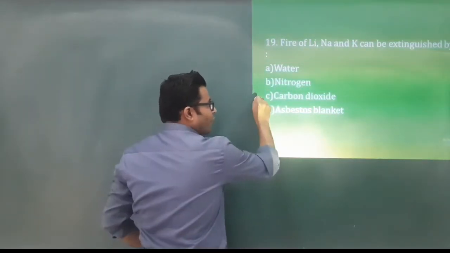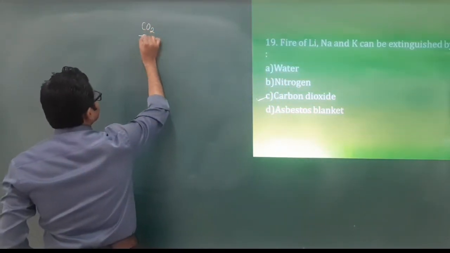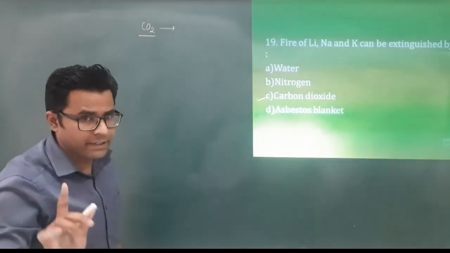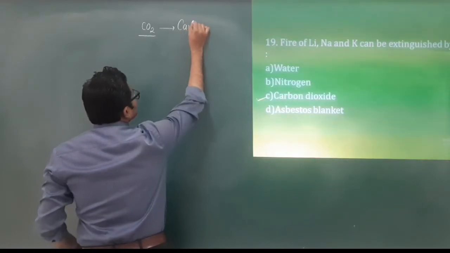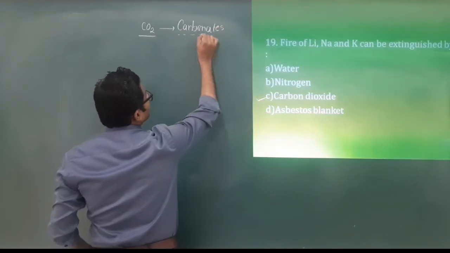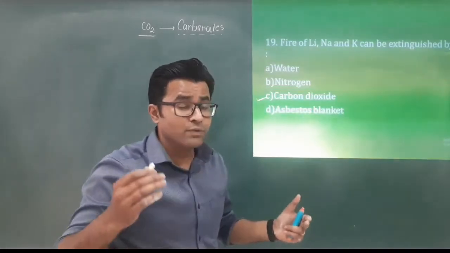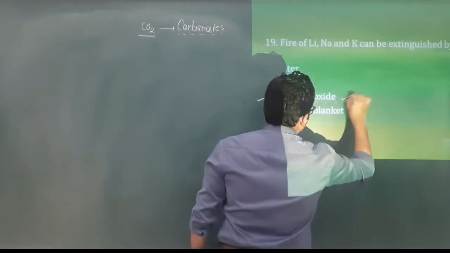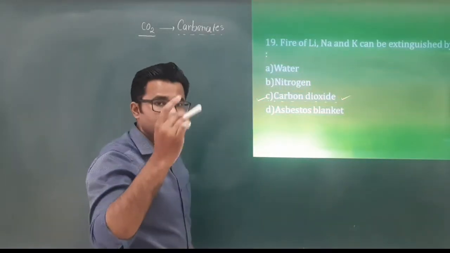However, the use of carbon dioxide: when we use carbon dioxide, it does not help in burning. Secondly, it would rather form carbonates. So it will not support burning and it converts these particular alkali metals into their respective carbonates, and therefore option C is the correct answer. Okay, so let's observe the next question.